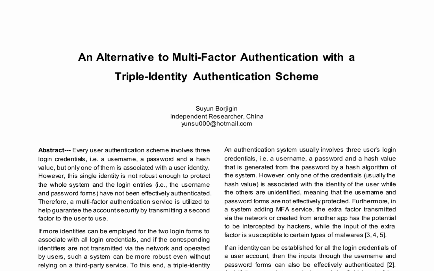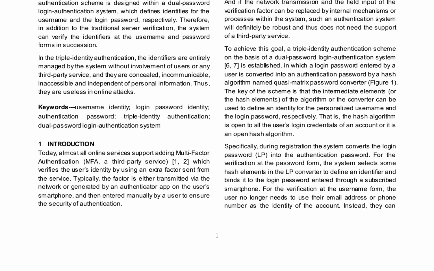The scheme defines identities for the username and login password, respectively, and verifies the identifiers at the username and password forms in succession. The dual password login authentication system involves 3 user login credentials: a username, a password, and a hash value. However, only one of these credentials is associated with the user's identity. To address this issue, the paper proposes a triple identity authentication scheme, which establishes identities for all login credentials of a user account and verifies them at all login points of the system.